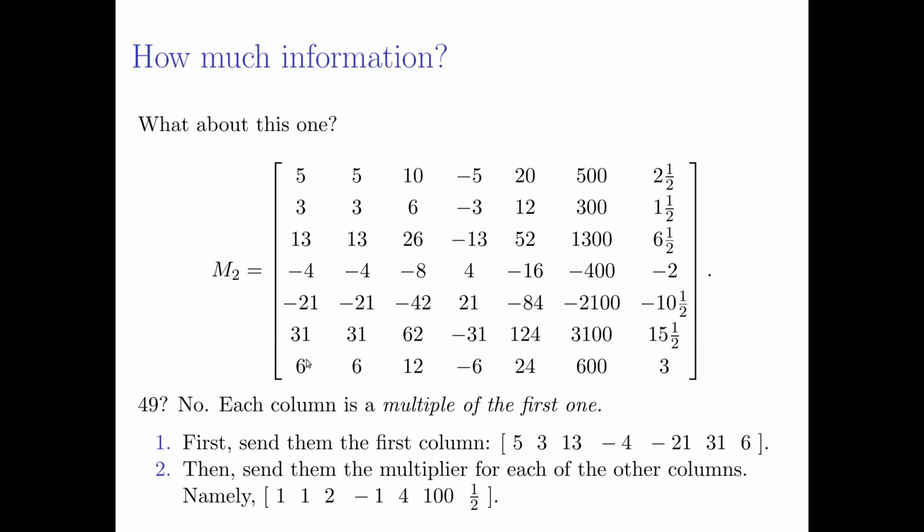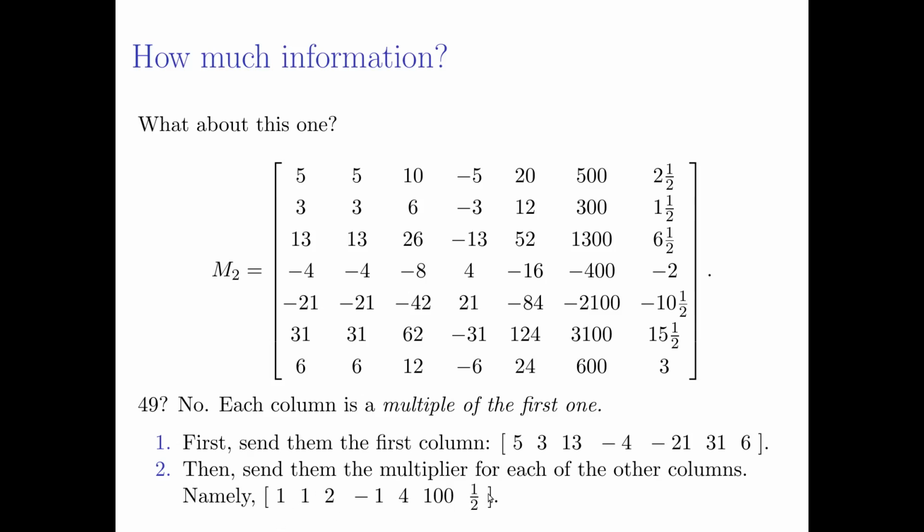So we told them 7 things. But now, instead of repeating that, we're going to tell them what the multiplier is for each of the columns. So this is the first column, and we're going to say we want 1 of the first column, and then 1 of the first column, and then 2 of the first column, and then negative the first column, and then 4, and then 100, and then a half. So this vector right here tells you how many of the first column you want in each column location.